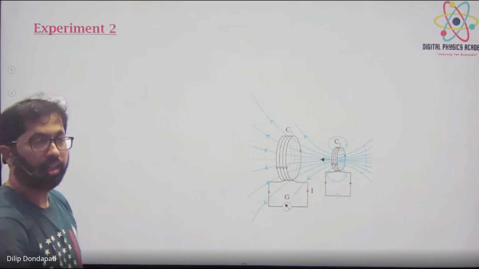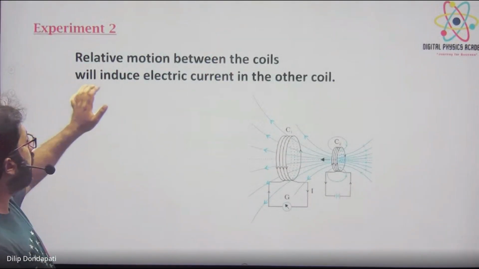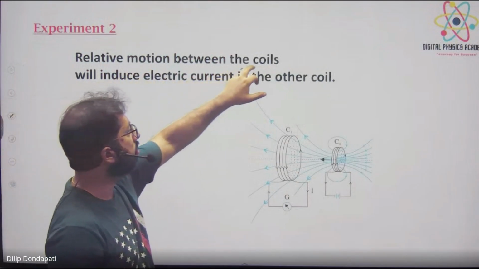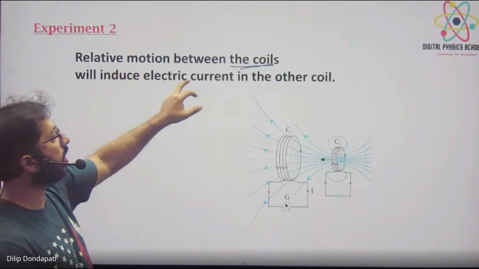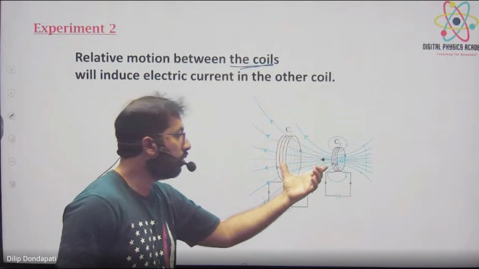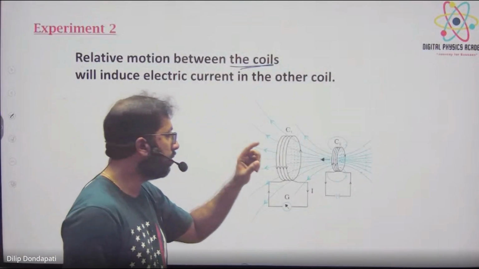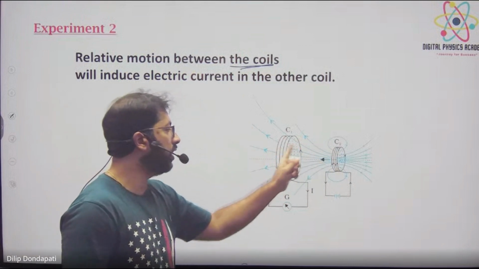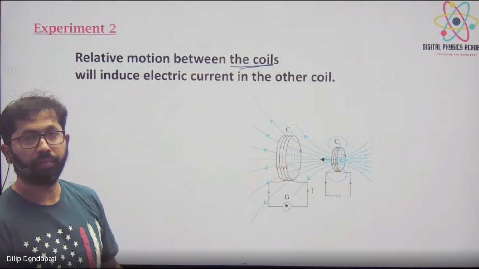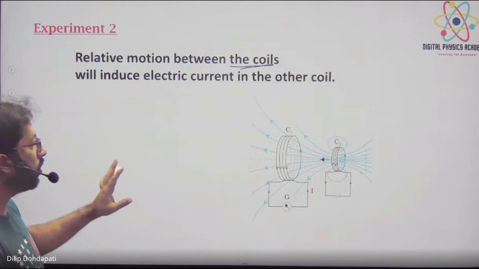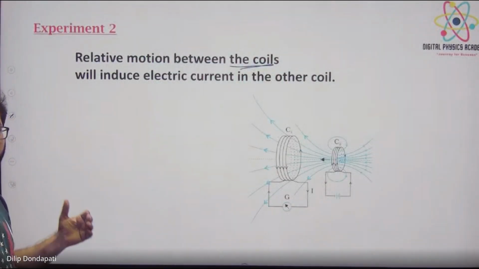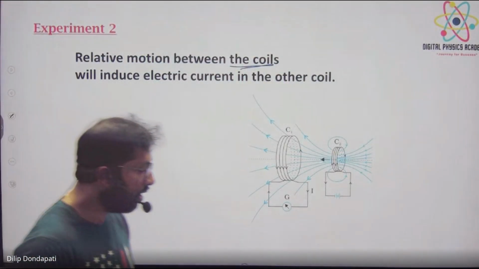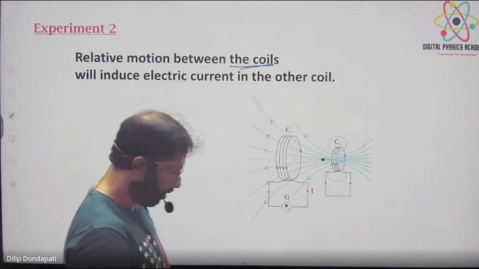Then he concluded that the relative motion between the coils will induce electric current in the other coil. The relative motion, first one क्या था? Relative motion between the magnet and a coil. Now क्या है? The relative motion between two coils will generate a current in the other coil. मतलब इधर भी relative motion required बोल के he is thinking, he is doing experiments. Finally, he will conclude and he has given two laws.